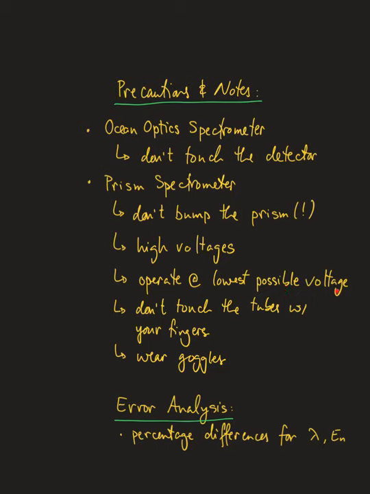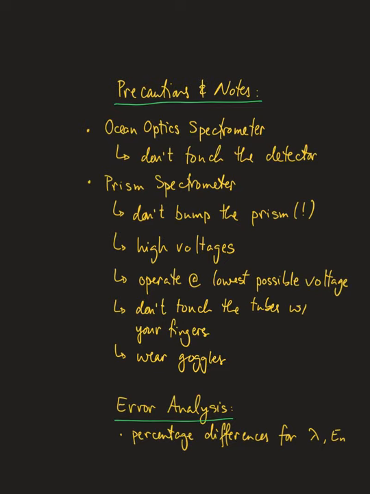The LabVolt power supply allows you to set the voltage to various values. What you should do is set it to the lowest possible voltage that will turn the tubes on. You can go a little bit higher than that, but if you can avoid putting the voltage all the way up, that will preserve the lifetimes of the tubes a little bit. Please don't touch the tubes with your fingers. The oil on your fingers will wreck the tubes over time. And some of the sources emit in the ultraviolet, so you should wear the goggles that are provided, because they will cut out the ultraviolet radiation and protect your eyes.